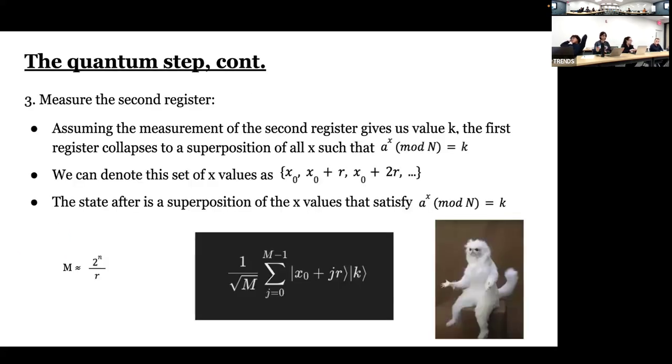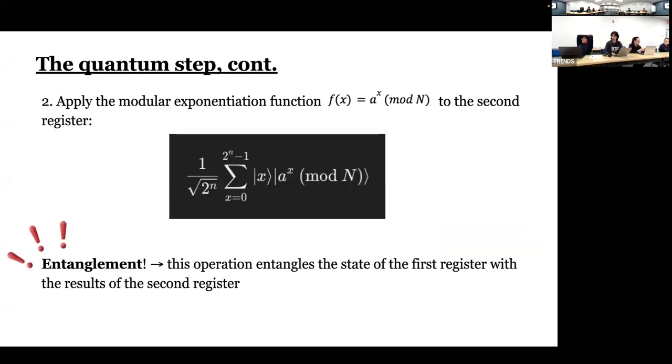We measure the second register. So we measure the second register, assume that it gives us value k, and then the first register collapses to a superposition of all x such that a to the power of x mod n is equal to k. So we can denote this set of x values as x naught plus r, x naught plus 2r. And this state after is a superposition of all the x values that satisfy the condition we had in the previous step with the modular exponentiation function.